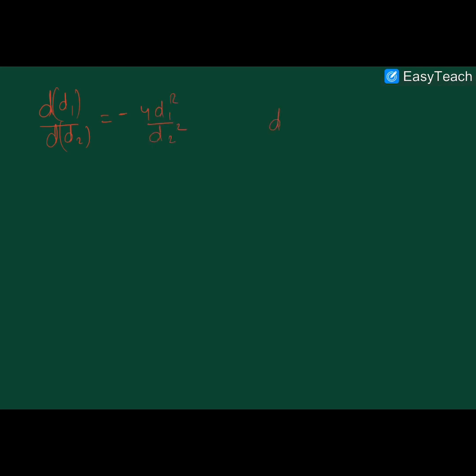And we also know that d1 plus d2 is equal to d. So differentiating these terms, d1 plus d2 is equal to 0. Okay, so we can say that d1 is equal to minus of d2. So d1 upon d2 is minus 1, and this is minus 4 d1 square by d2 square. So d1 by d2 will be equal to 1 by 2.